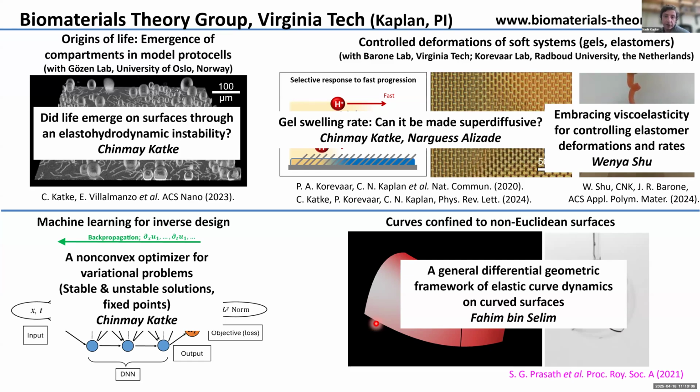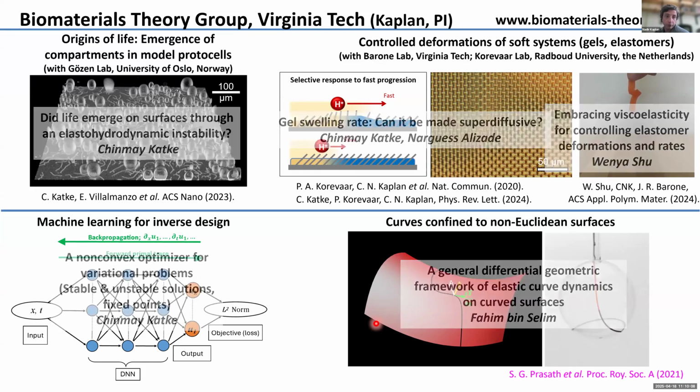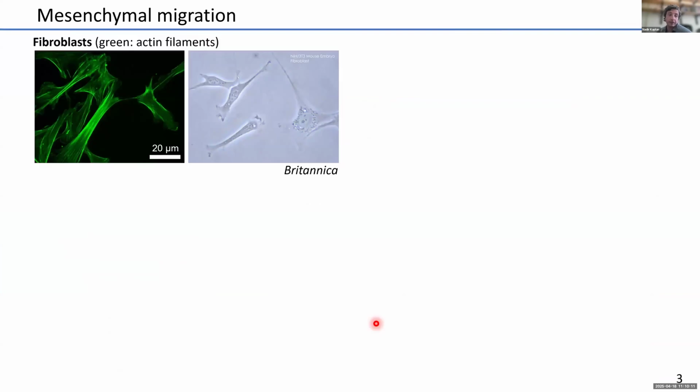But with that, I actually want to shift to the focus of this talk, which is mesenchymal migration and specifically the mechanobiology of it. So here, what you see is fibroblasts, and the green fluorescent labels are denoting the actin filaments. What caught my attention when I first started looking at mesenchymal cells was, should I say, how dirty the system is.